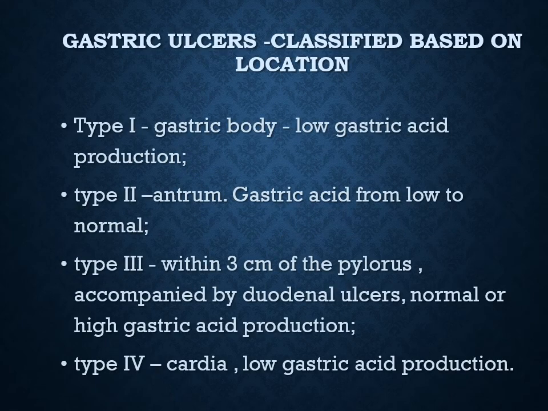The gastric ulcers are classified based on their location. We have type 1 up to type 4, where type 1 is usually located in the gastric body, associated with low gastric acid production, while type 2 is located in the antrum, with gastric acid from low to normal. Type 3 is within 3 cm of the pylorus, accompanied by duodenal ulcers, with normal or high gastric acid production, and type 4 is located in the cardia, with low gastric acid production.